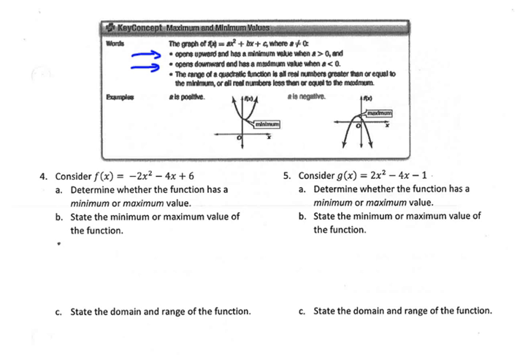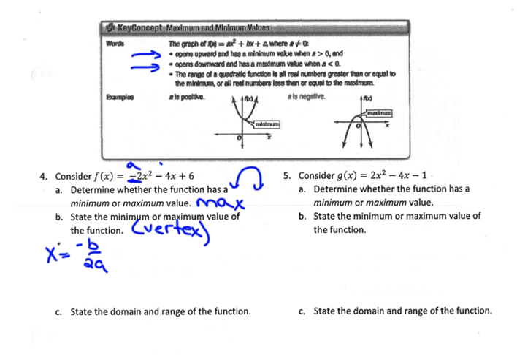All right, so let's see what we want to do here. Consider f of x equals negative x squared minus 4x plus 6. Determine whether the function has a minimum or a maximum value. Because this is negative, this is going to be a max, because it's going to go kind of like that. State the minimum or maximum value of the function. That is your vertex. And just like we did over in the other problems, I have to start by finding my axis of symmetry. So negative b over 2a.